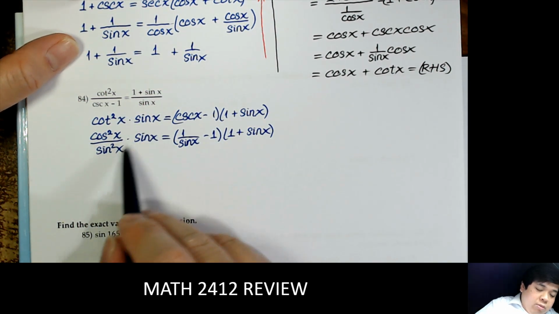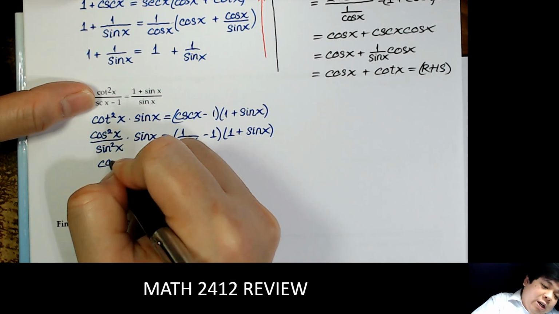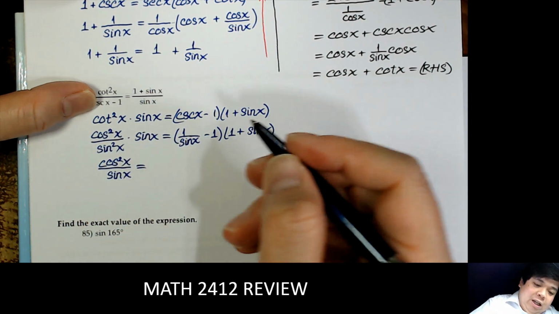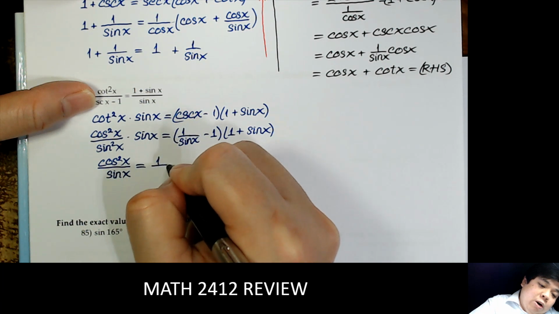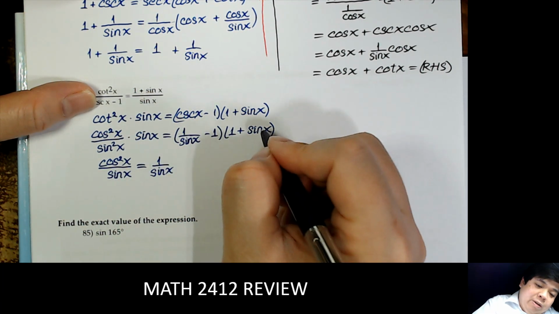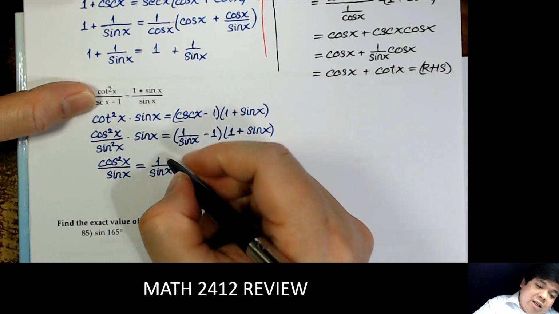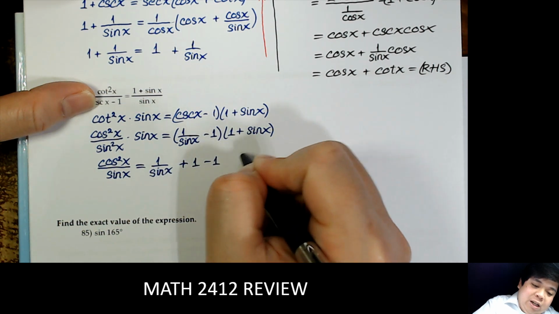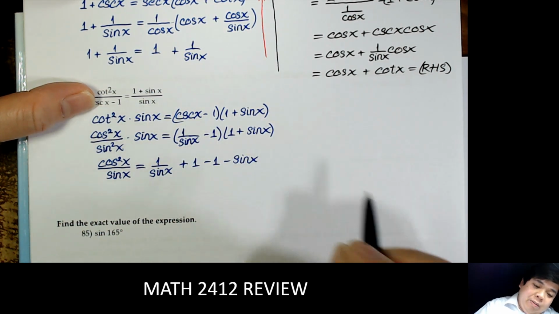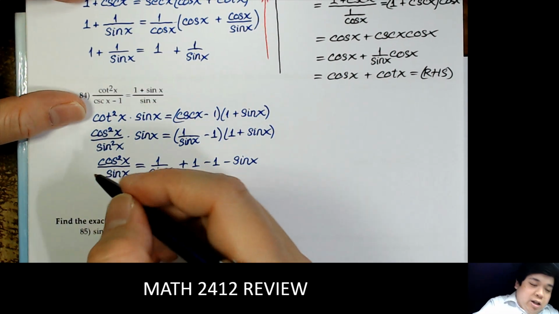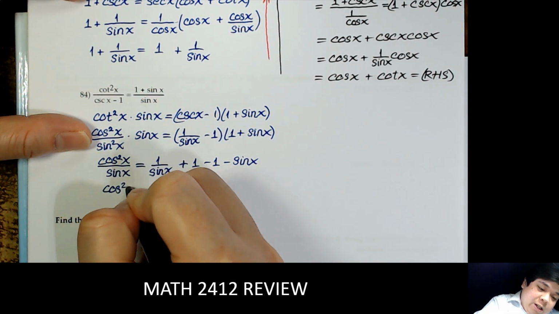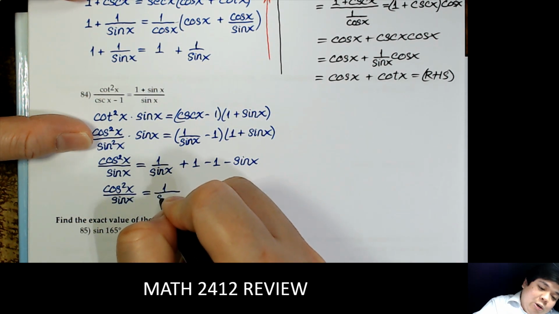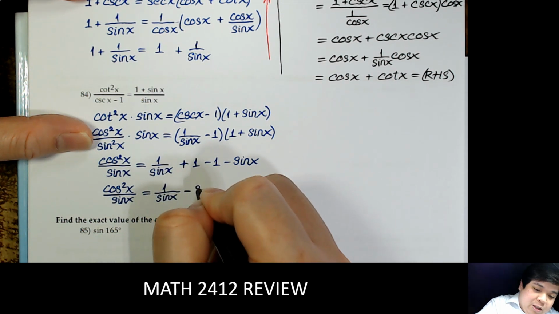And we just cancel the sine, and so we have cosine square over sine x equal to, now we multiply it out, 1 over sine x. 1 over sine x times sine x cancel out. We have plus 1, and then minus 1, and then minus sine x. Of course, the minus 1 cancel out. We have cosine square over sine x equal to 1 over sine x minus sine x.